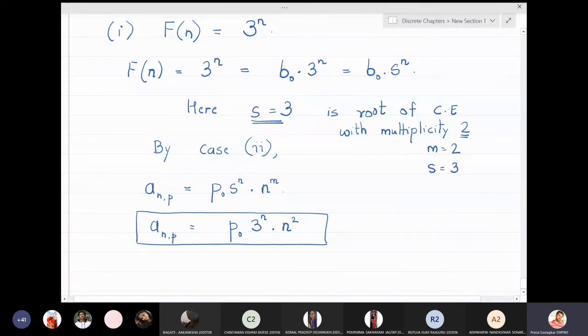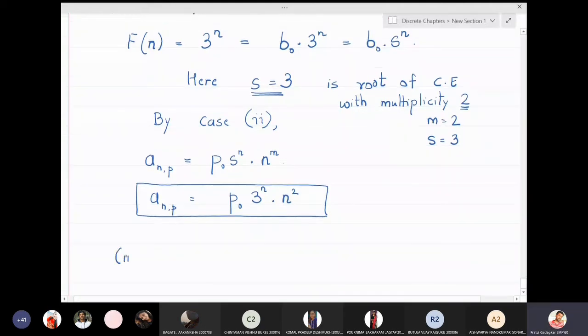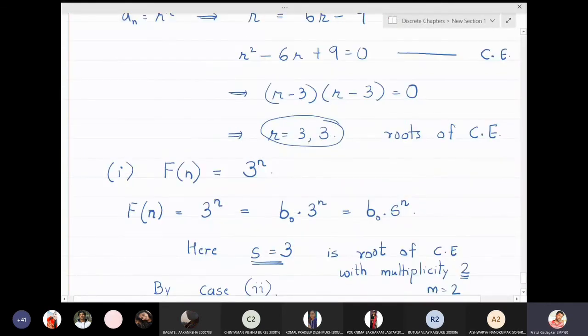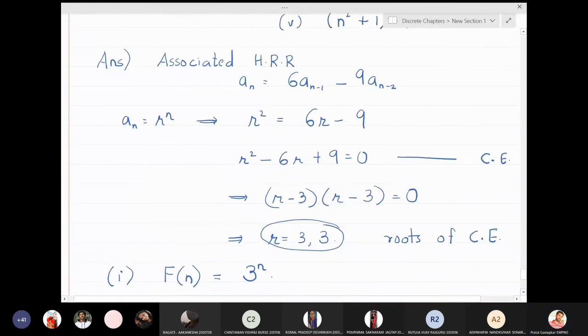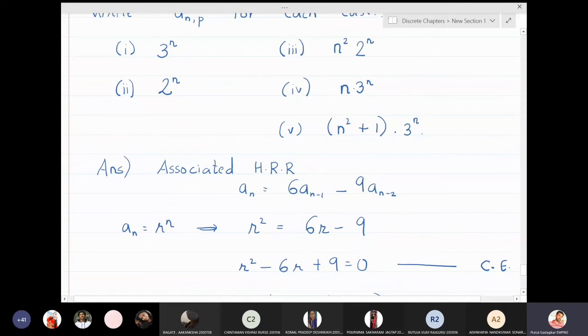Okay, so once I know the form of AP, I know how to proceed. We will similarly proceed in the fashion of the first case. Let us try to write the second one now. What is fn in the second problem? So this is the way the first part will be solved. Now let us go to the second one.